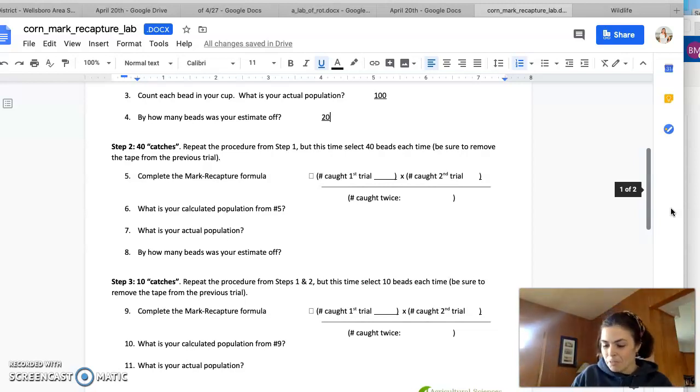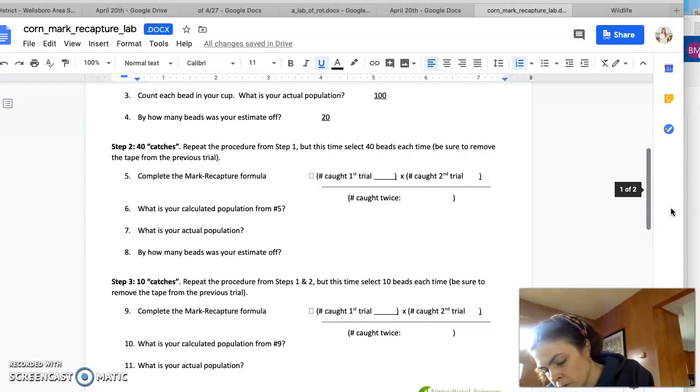Sorry, I lost one on the floor. So do you think it's going to be more accurate or less accurate with a count of 40? And if we were doing this in real life, is it going to cost more in resources or time to tag 40 animals than it would to tag 20 animals?